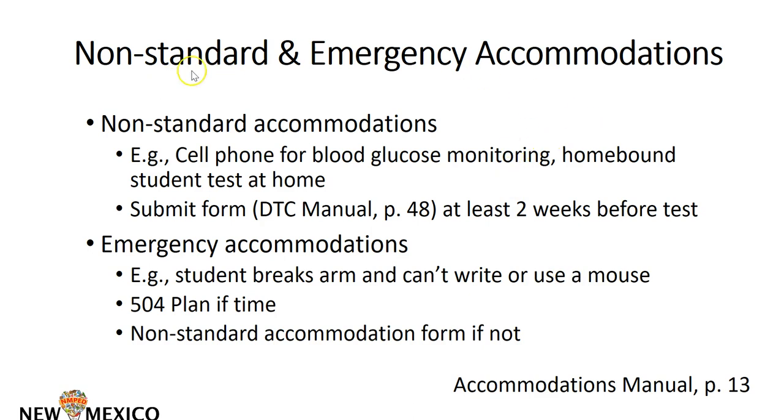Sometimes we have non-standard and emergency accommodations, such as a cell phone for blood glucose monitoring. Homebound students sometimes will test at home. If those need to happen, they have to be done at least 2 weeks before the test. Now, in emergency accommodation, we've had this happen. If a student breaks an arm and can't write or use a mouse, and then a non-standard accommodation form if not.